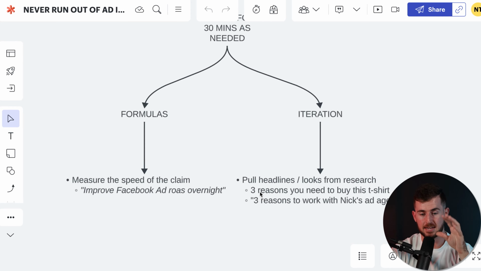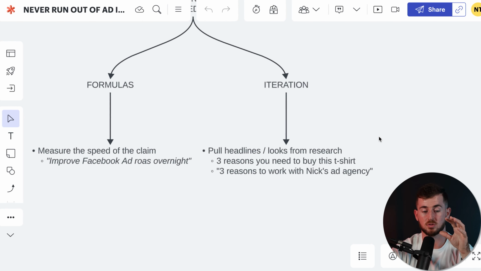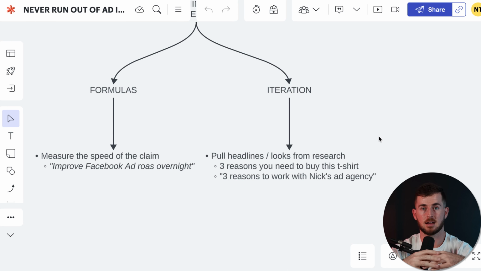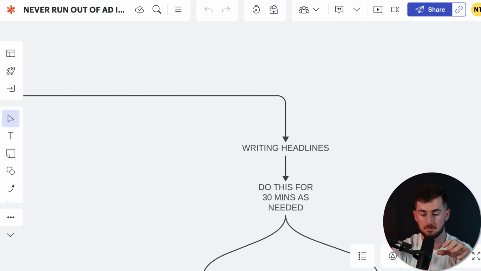Now, the other one is iteration. So with iterations, you see a headline idea and you're like, that's a really cool headline format. I want to try that, but for my business. So maybe you're on TikTok scrolling and you see something like '3 reasons why you need to buy this t-shirt.' Oh, that's really cool. Well, maybe I'm going to recreate that, but '3 reasons to work with Nick's ad agency.' And I'm going to write down a whole bunch of different headlines around my type of product and around '3 reasons why.' So yeah, that's pretty much what I'll do right there. And that's the third way we come up with ad ideas.